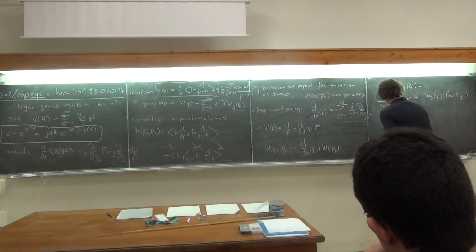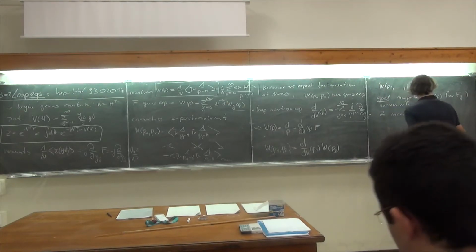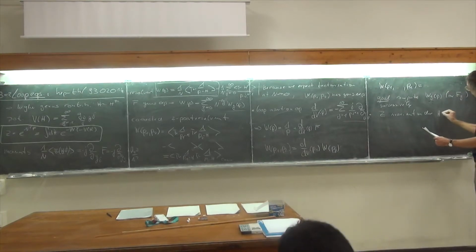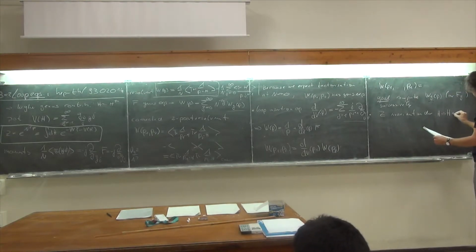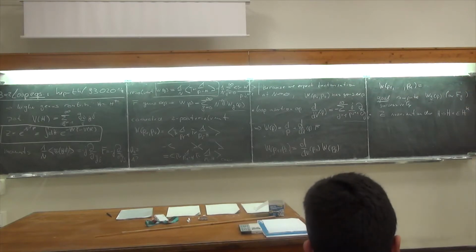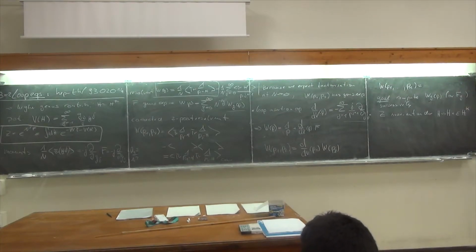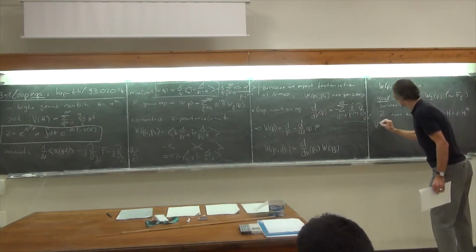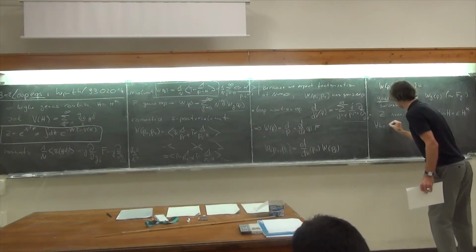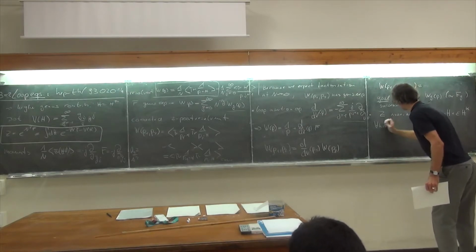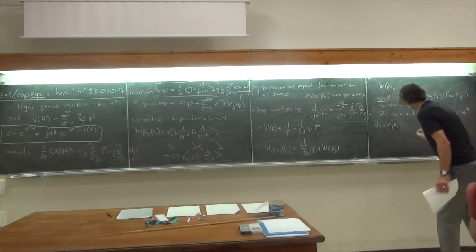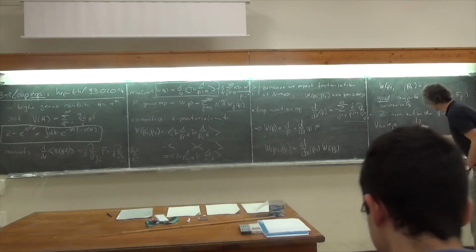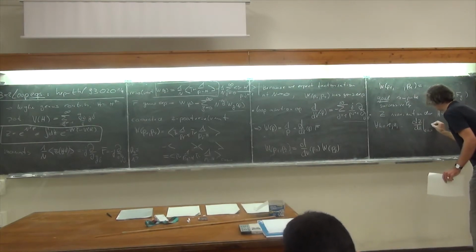So Z should be invariant under H goes to H plus epsilon H over K. Okay, it's just a change of variables, it's an integral. This should not change. So for all epsilon, we should have that dZ over d epsilon equal to 0.